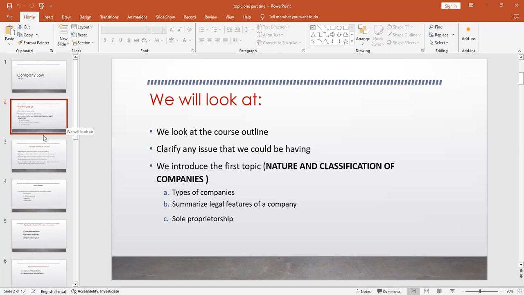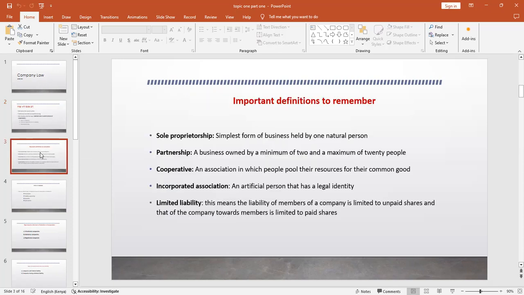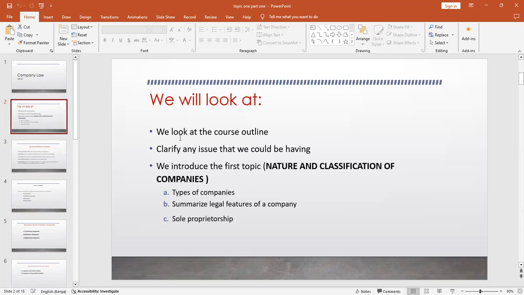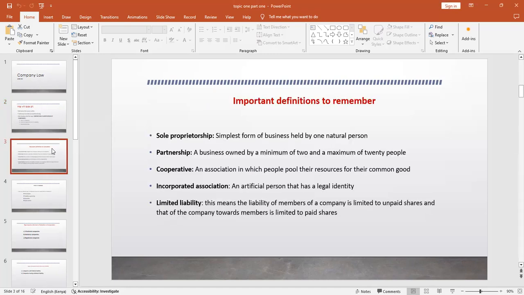Right. So now, what are we supposed to look at today? Today we'll focus on the nature as well as classification of companies. That's our topic one, nature and classification of companies, which means looking at the various types of companies, okay? Features of a company, issues to do with the sole proprietor, because that's a thing, as well as issues to do with partnerships and all that stuff.